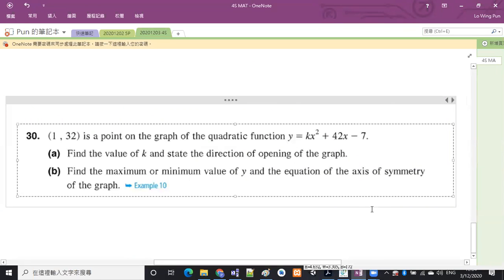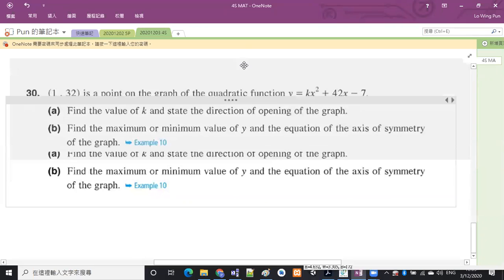So let us do question number 30. So (1, 32) is a point on the graph of the quadratic function y equals kx squared plus 42x minus 7. Find the value of k and state the direction of opening of the graph. This one is actually straightforward.